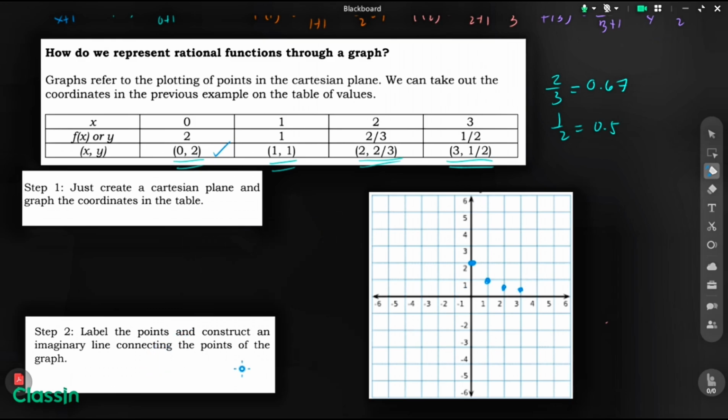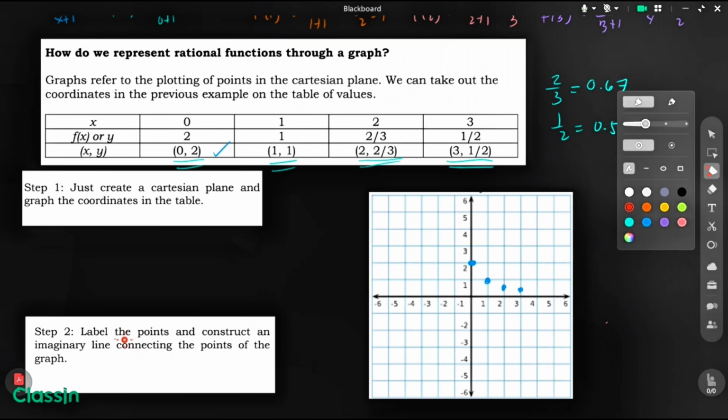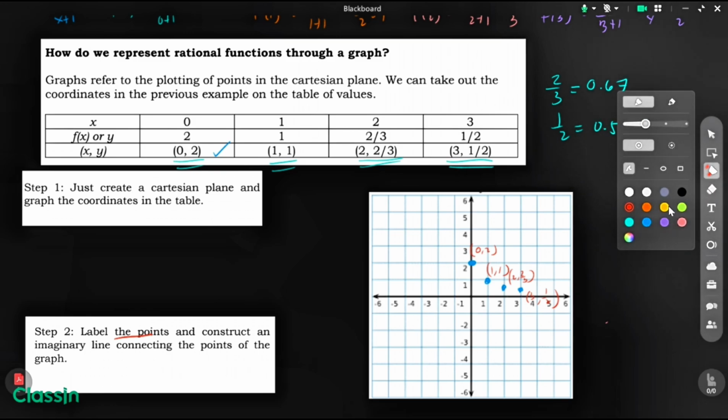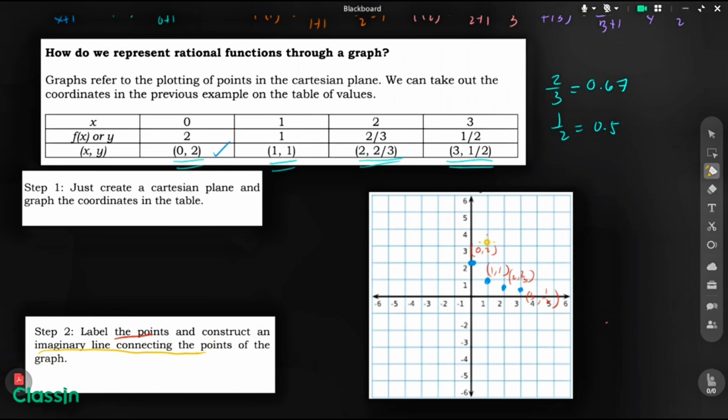And now, label the points and construct an imaginary line. So we are going to label the points. This is 0 and 2, 1 and 1, then 2 and 2/3, and then 3 and 1/2. Now we are going to create an imaginary line connecting the points. So there you go. This will be our graph.